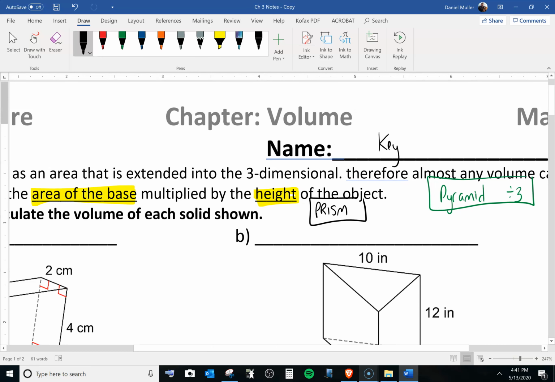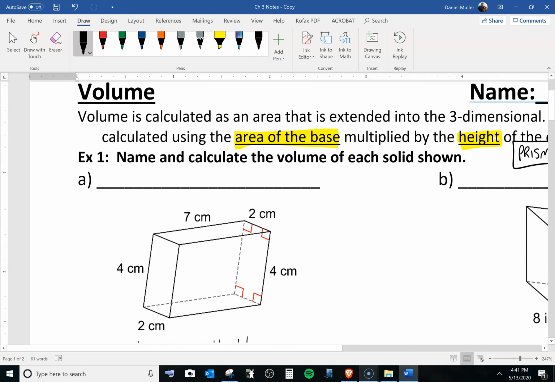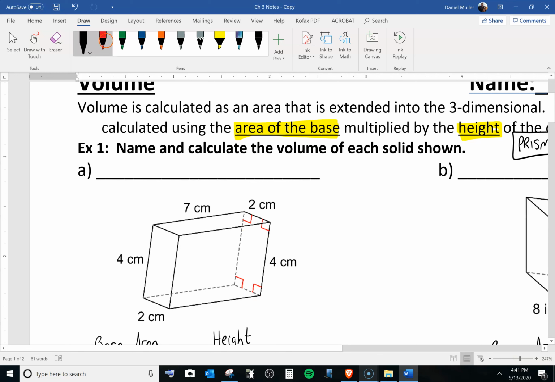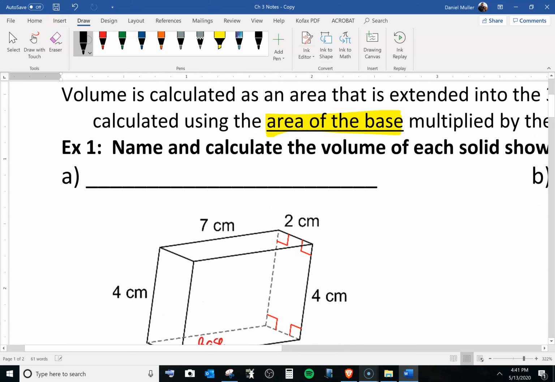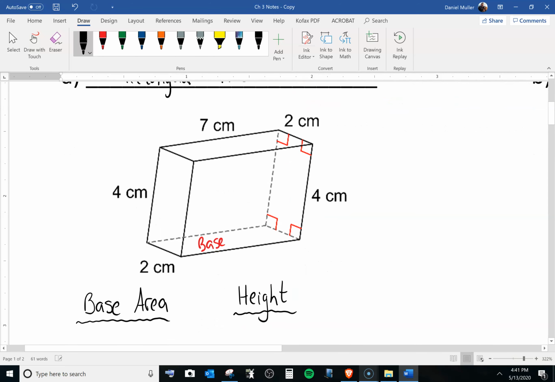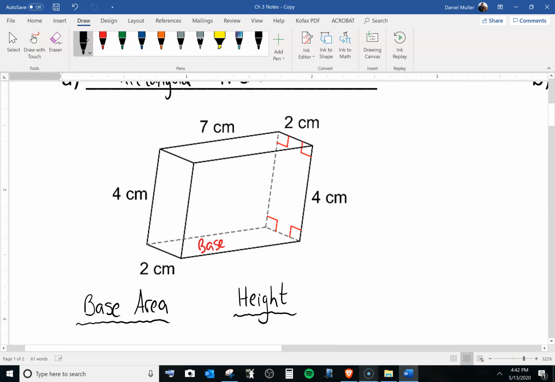So let's take a look at the first one here. We've got a base down here, and that base is a rectangle. So I'm going to call this thing a rectangular base, and it does not come to a point, so I'll just call it a rectangular prism. So for prisms, we just do the base area, and then we're going to times that by the height. So I'll let you pause it if you need to write any of this down.